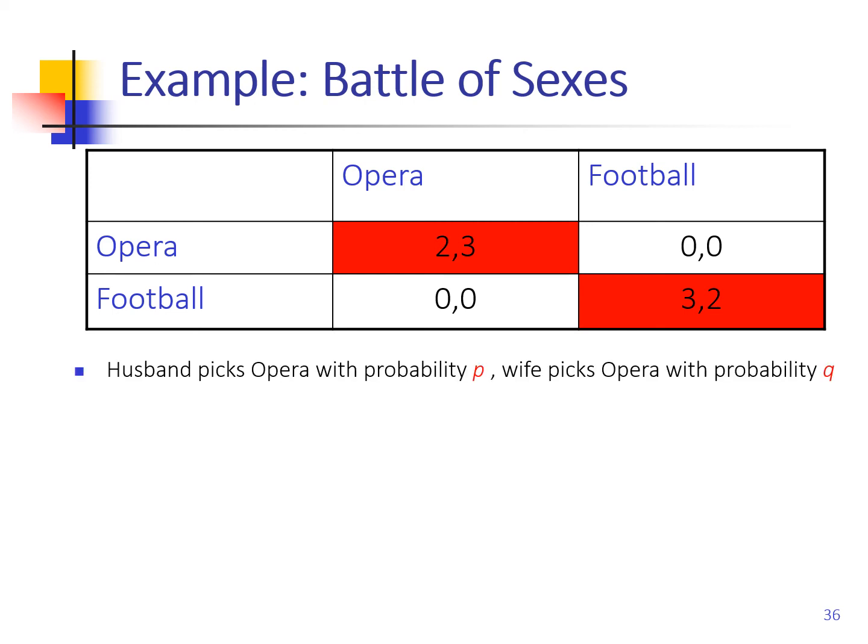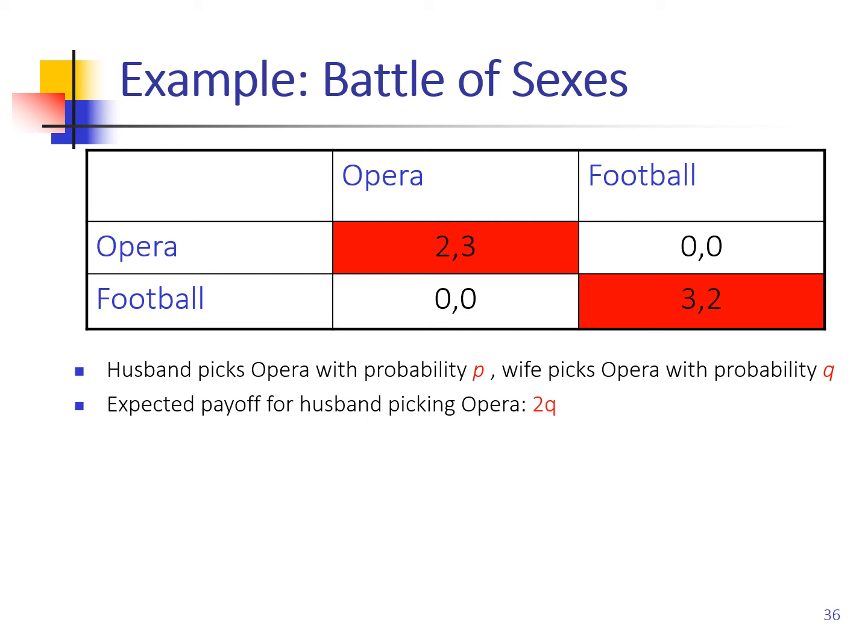So let's see. The husband is here, the wife is here. If the husband wants to go to opera with probability P, remember, now we are in a mixed strategy case, so we need to introduce probabilities over our actions, right? So with probability P, he picks opera. Then the wife will pick opera with probability Q, all right? So remember here, husband takes opera, then the wife will take opera with probability Q.